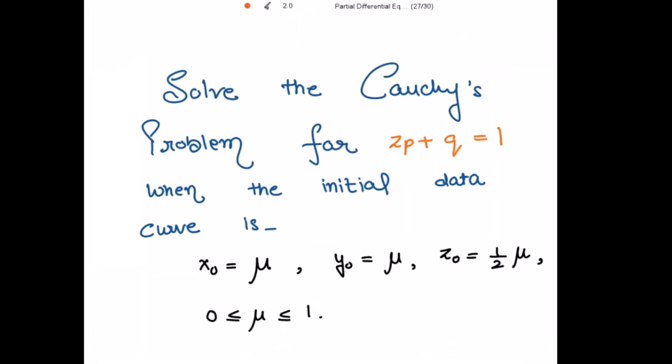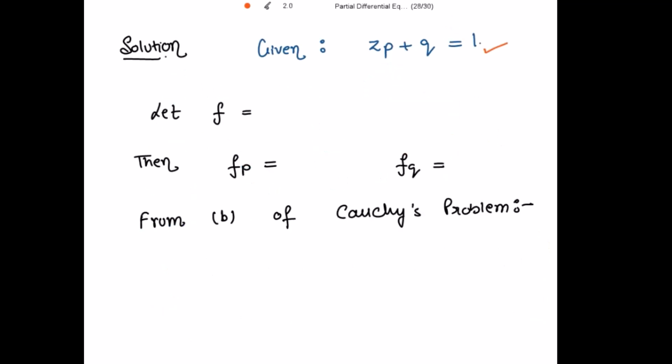We need to solve the Cauchy's problem for zp plus q equal to 1 when the initial data curve is given to be this: x naught equal to mu, y naught equal to mu, z naught equal to half of mu, where mu is greater than or equal to 0 and less than or equal to 1. We need to find the value of z. So this is given to us that zp plus q equal to 1. We are going to make use of this.